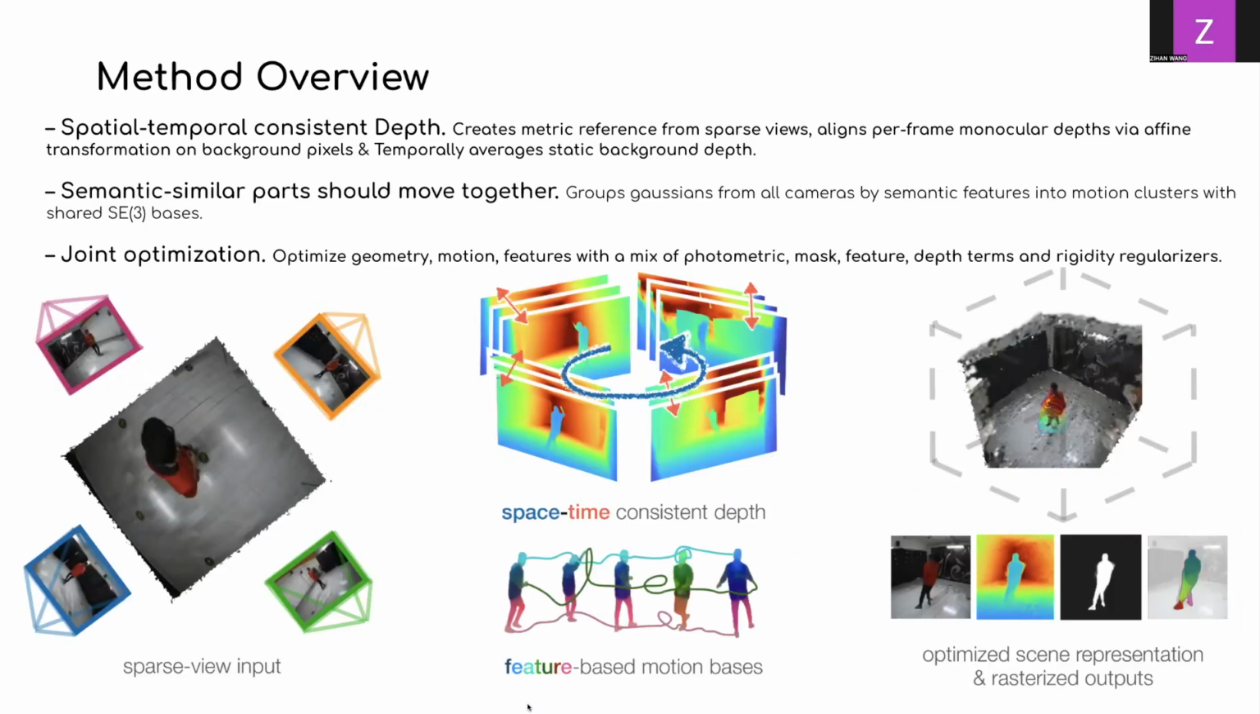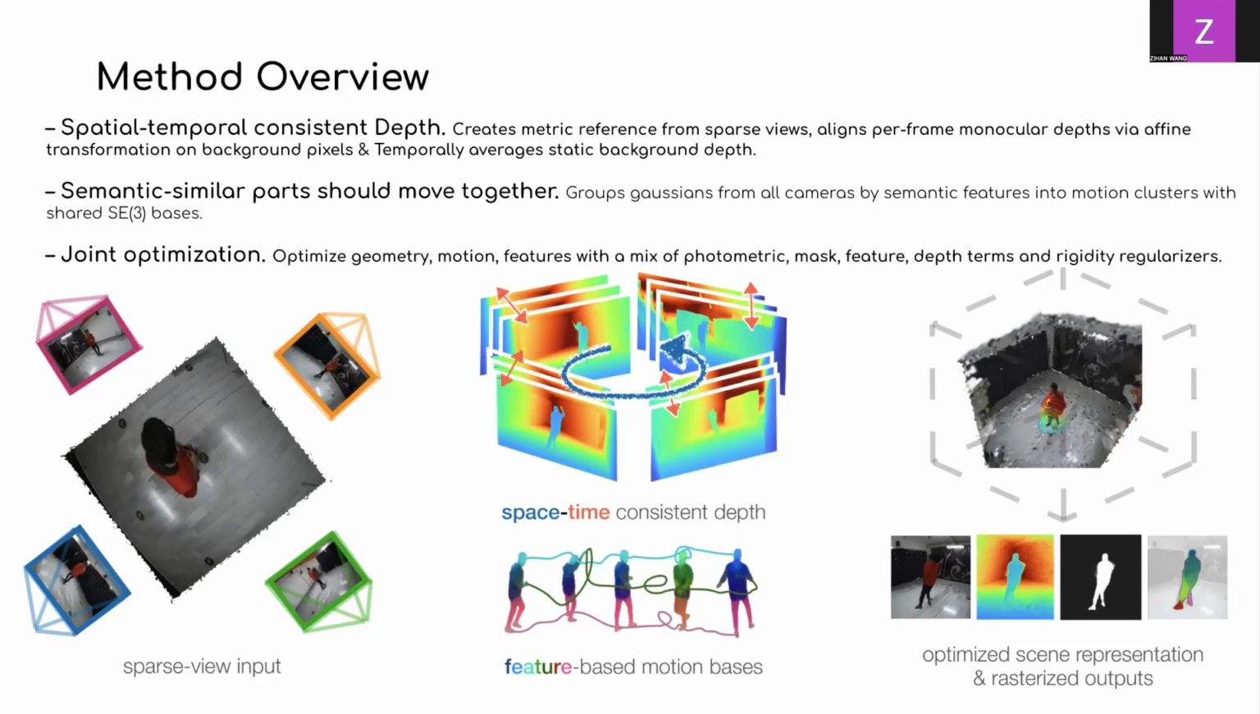The secret sauce of how we do that can be summarized in three key points. The first is we need to get spatial temporal consistent depth. The way we do it is very simple. We create a metric reference by running DUSt3R from the sparse views, and we simply align per-frame monocular depth while applying the transformation on background pixels. Moreover, static cameras means you can have correspondence for free. That's why we further temporally average static background depth to alleviate the uncertainty predicted across different time steps.